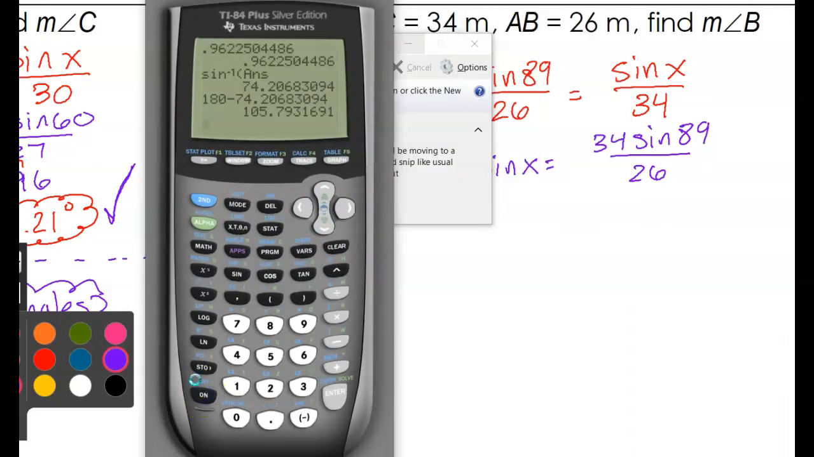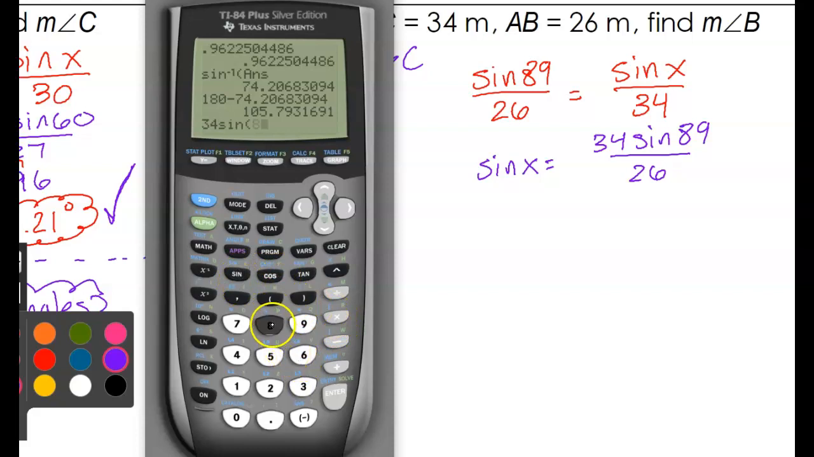I put 34 times sine of 89 divided by 26. But remember that this is what sine of x is equal to. To get x by itself, you have to take the inverse of sine on both sides. So I'm going to hit the inverse sine of this. Oh, and it gives you an error.